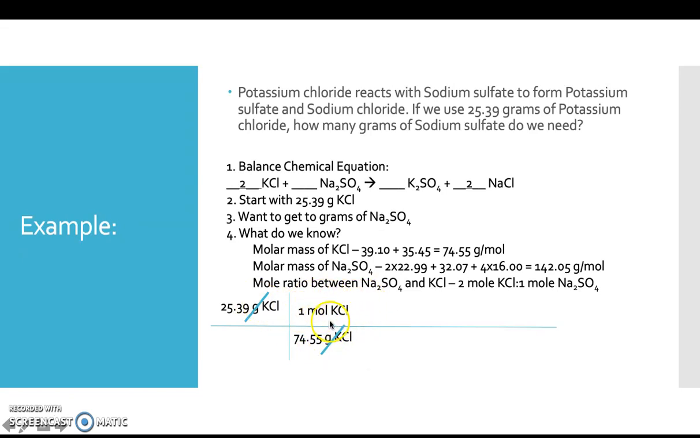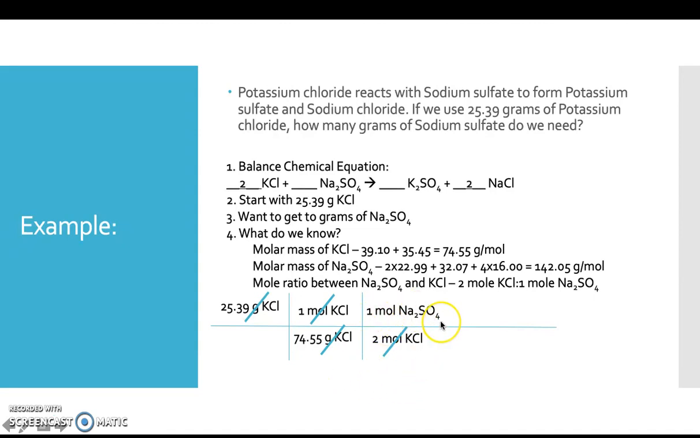Now that's not where I want to end. I want to get to grams of Na2SO4. So now I need to use my mole ratio to go from moles of KCl to moles of Na2SO4. What that means is I need to put the moles of KCl on the bottom. So I put 2 moles of KCl on the bottom, 1 mole of Na2SO4 on the top, because remember those two things are equal to one another according to my chemical reaction. That cancels out the moles of KCl.